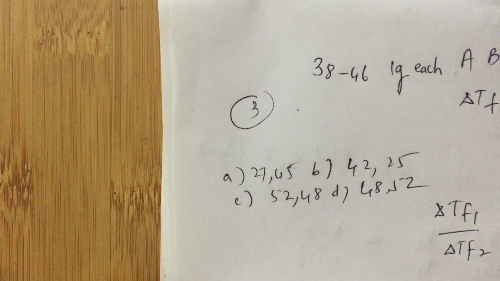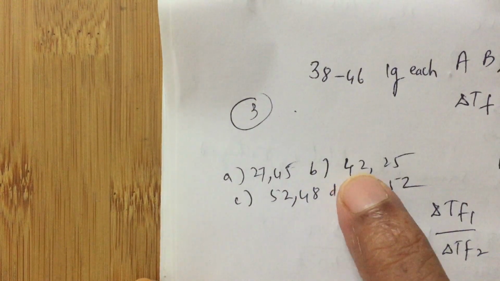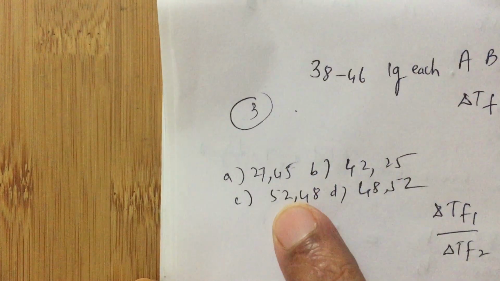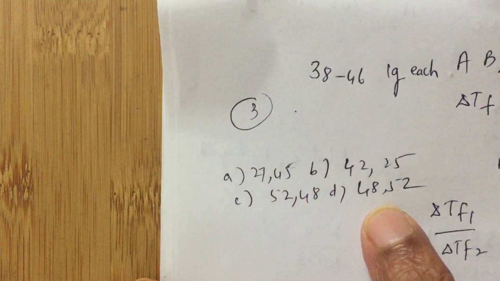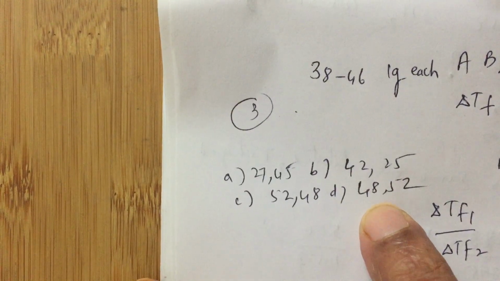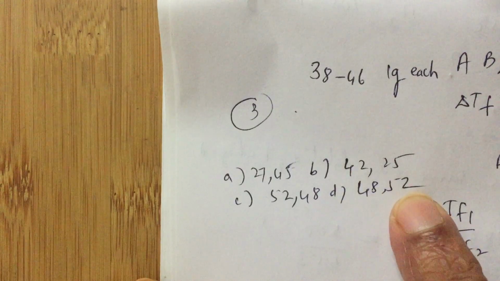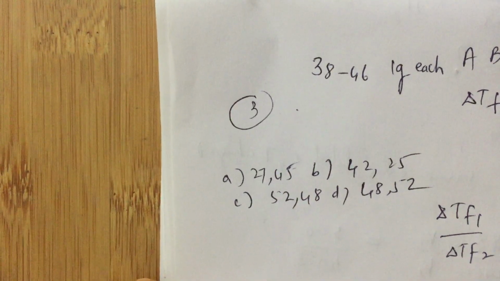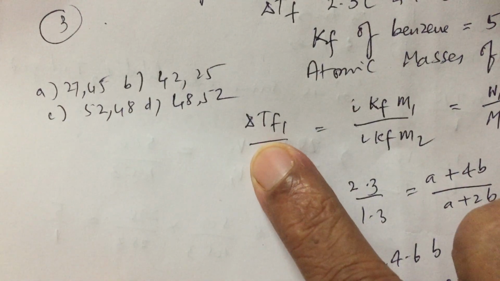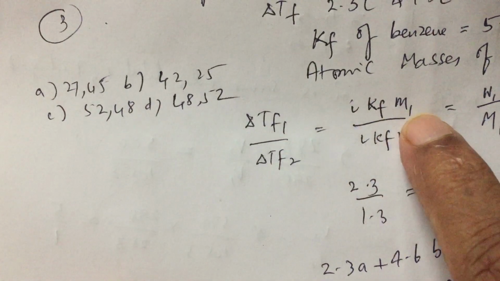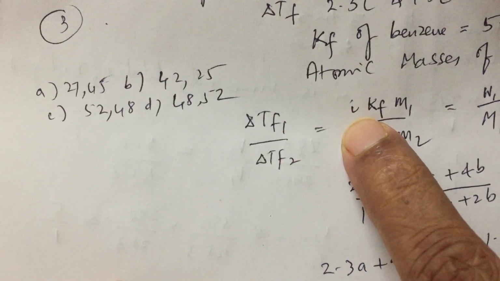They gave us options like A is equal to 27, 45, B second option A 42, B 25, A the first salt 52.48. The atomic weight of B is 48, A is 48, B is 52. So, they gave us atomic weights. Now, how to address this problem? Always we know that depression in freezing point is equal to i Kf into m. i is van't Hoff factor, for any non-electrolyte, i is 1.